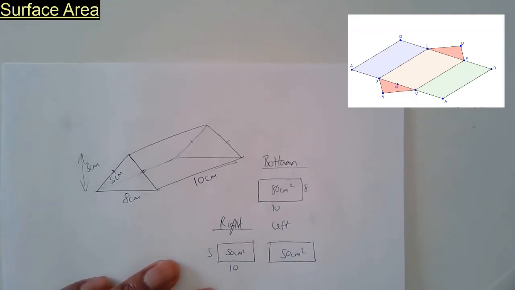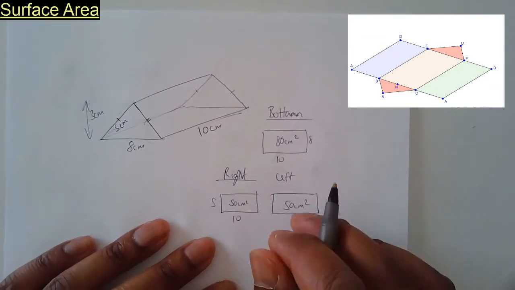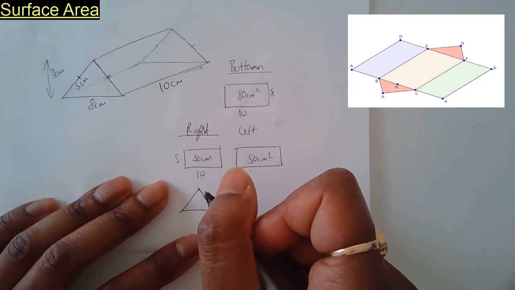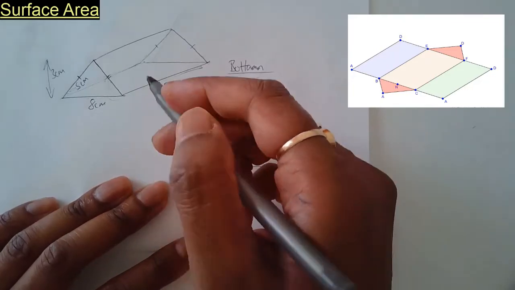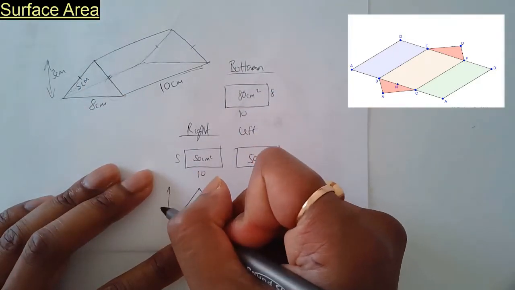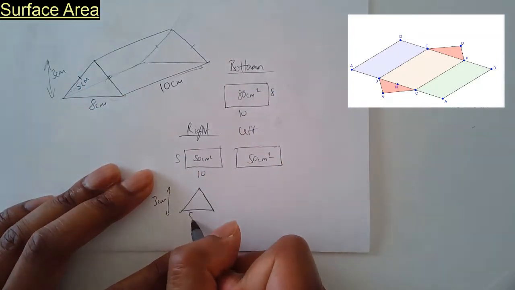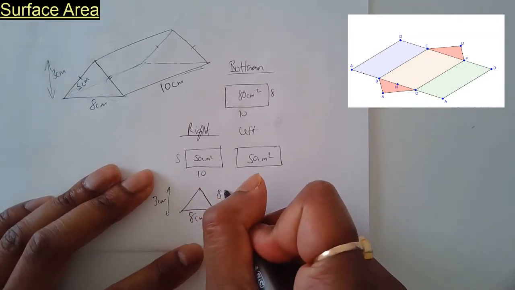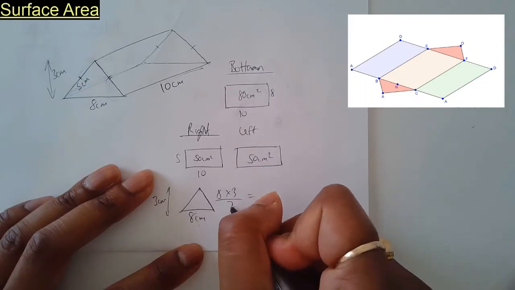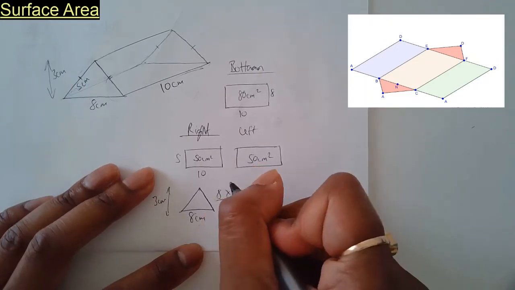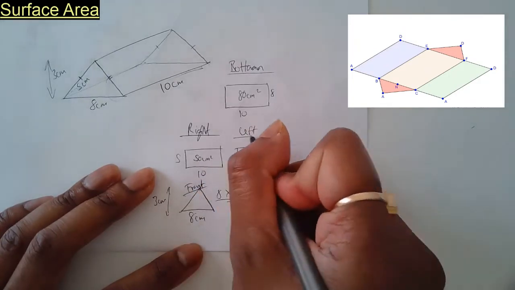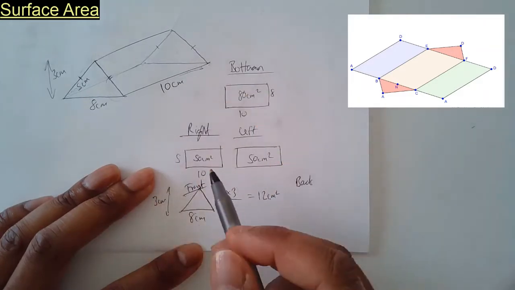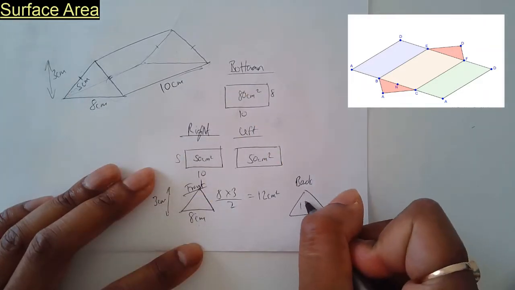Now I'm going to do the triangles. Both triangles are the same size. It's got a vertical height of 3, and it's got the base as 8. To work out the area of a triangle, it's base times height divided by 2. That will be 24 divided by 2, 12 centimeters squared. That's the front, and obviously the back, that one there, will also be the same as the front. The back will also be 12 centimeters squared.